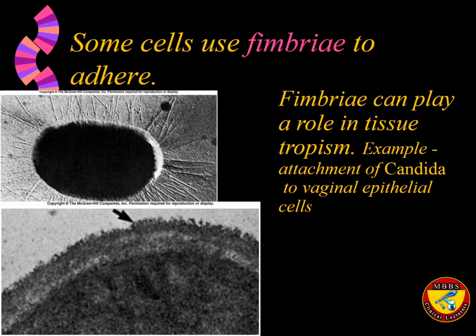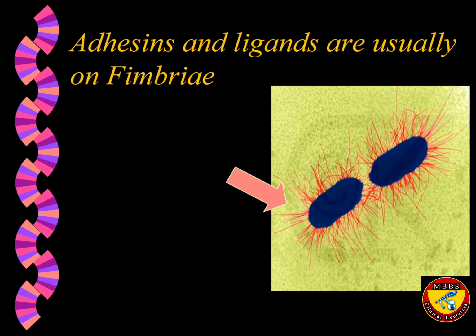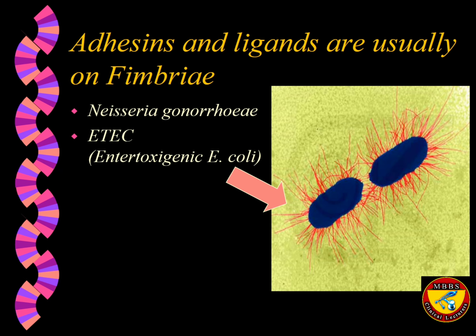For example, Candida is there in vaginal epithelium or oral epithelium. That's why it causes candidiasis, oral thrush in the mouth, as well as vaginal candidiasis in females of reproductive age. So these are the pictures of fimbriae of Neisseria gonorrhoeae or enterogenic E. coli. They are similar, or Bordetella pertussis.